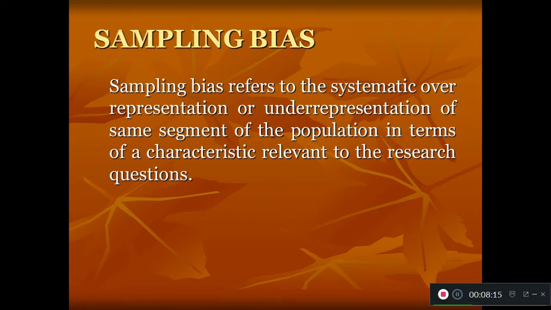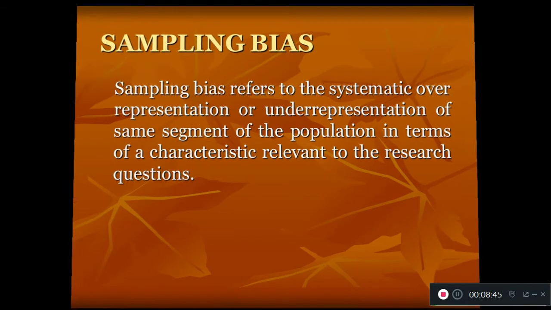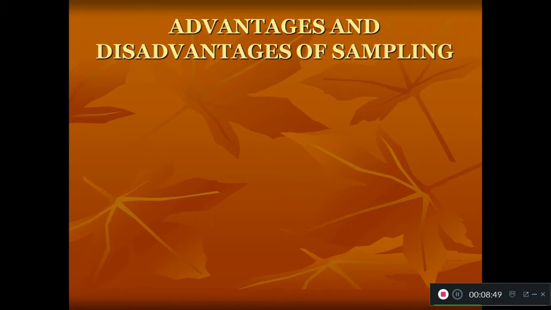What is under-representation? Don't select the sample in such a way that everybody has a lower profile, like everybody having a primary level of knowledge. Don't select so that every member's income is below the poverty line. That is called under-representation. So the sample should not have either over-representation or under-representation. That may lead to error in our result. Okay. Next, we will see the advantages and disadvantages of sampling.